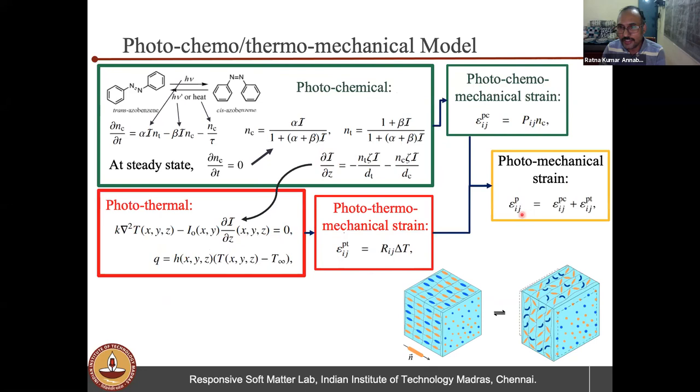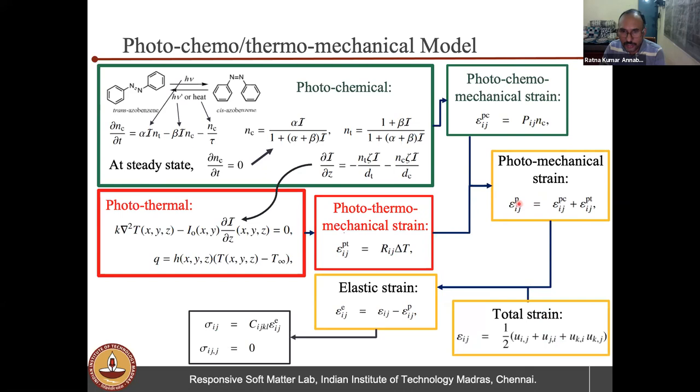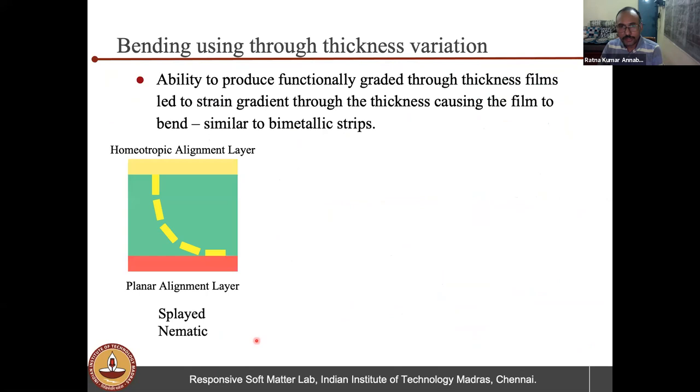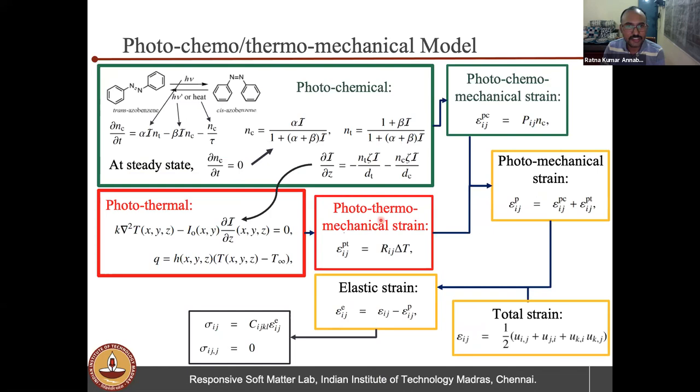The total strain is very similar to eigenstrains in the film. We use that to calculate the elastic strain from the total strain and the photo strain, and use that to solve your elasticity equations. So we developed this system in Abaqus, a finite element code, using our own user routines, so that we are able to solve this system of equations alongside the finite element equations from the mechanical part.